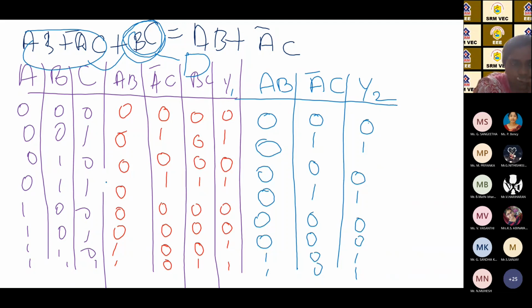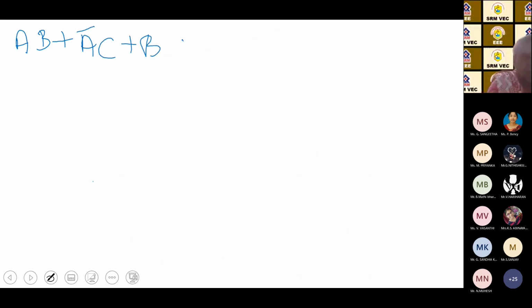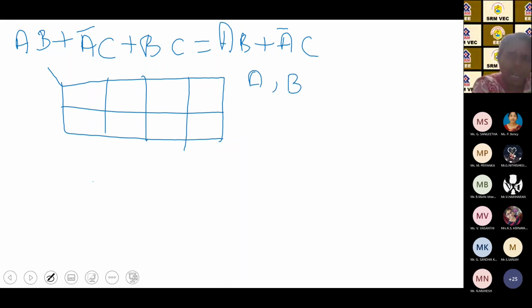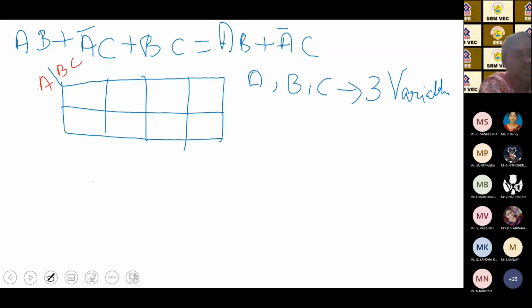Now, we'll go for the K map. How many variables are here, students? How many variables? 3 variables. There are A, B, C. So here I'm going to take A, and here I'm going to take C, 0, 1. You know that in the K map, only one bit change is allowed. So 0, 0, 0, 1, 1, 0, 1, 1.